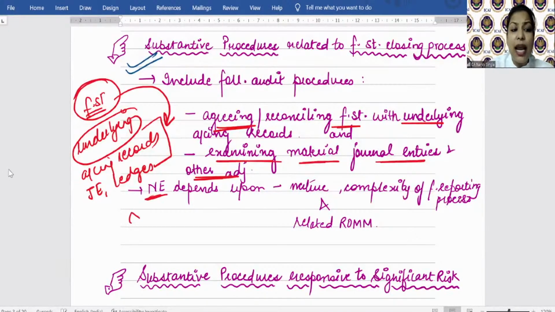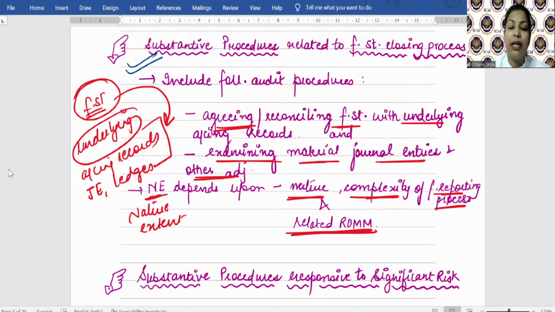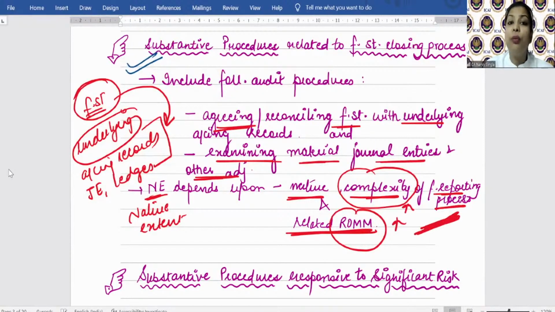And the nature and extent of such examination depends upon the nature and complexity of financial reporting process and the related risk of material misstatement. See, if the transactions are very complex, if the risk of material misstatement is very high, obviously this is going to be a very detailed checking, right? So that is why the nature and extent depends upon the nature and complexity of financial reporting process and the related risk of material misstatement. Simple है, but you can always get a 3-marker question.